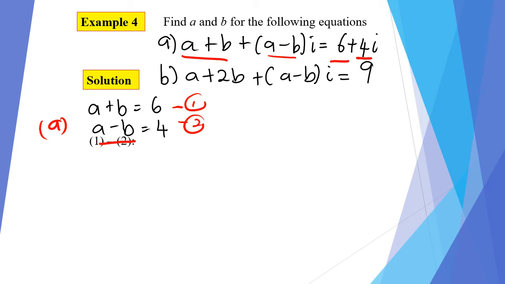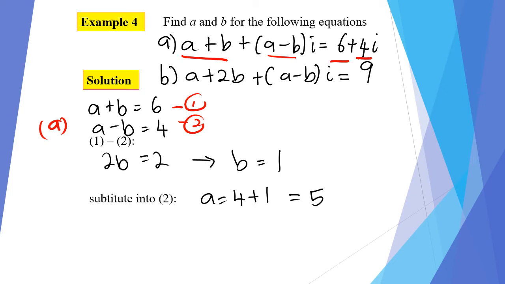So we can do the operation of equation 1 minus equation 2. What we will have is 2b equal to 2. So a minus a, b minus -b, we get 2b, and 6 minus 4 is 2. So finally we get the value of b, which is equal to 1. To find the value of a, we just need to substitute into any of the equations. So substitute b equal to 1 into equation 2. We have a equal to 4 plus 1, which is equal to 5.